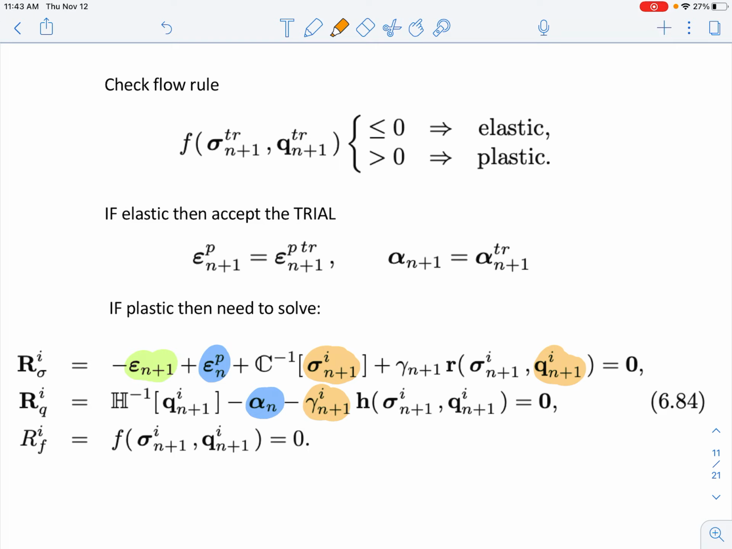The new stress, the new back stress, and the actual plastic flow.